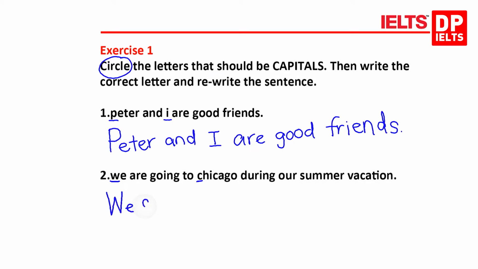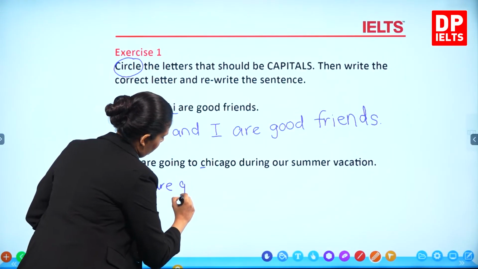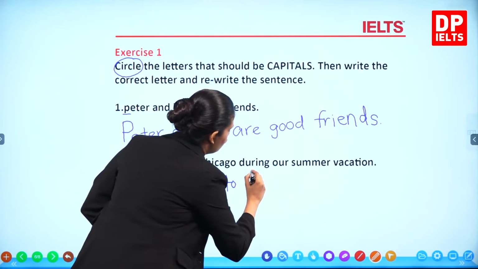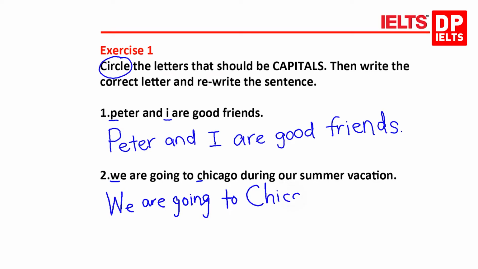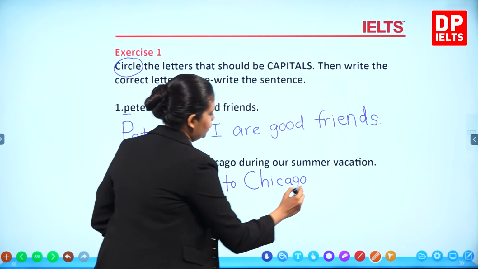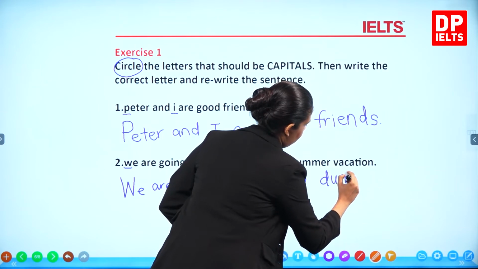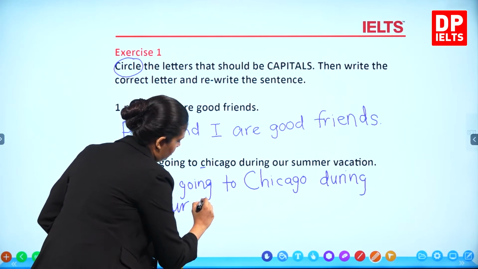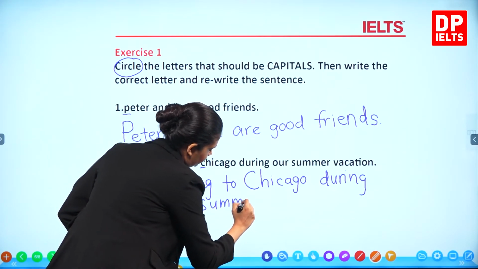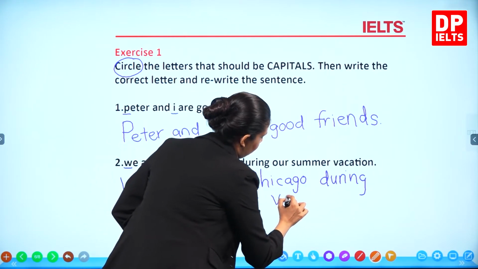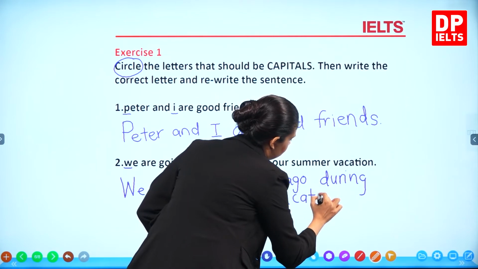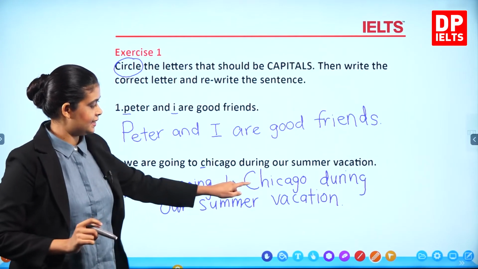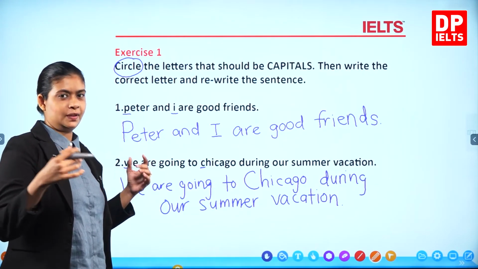We are going to Chicago during our summer vacation. Right? So W is capital, C is capital, bigger uppercase letters.